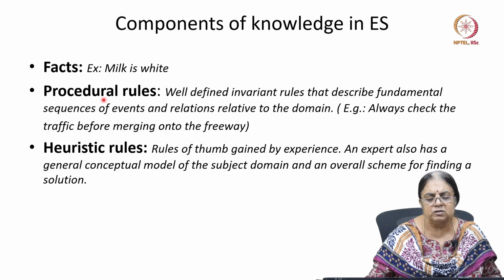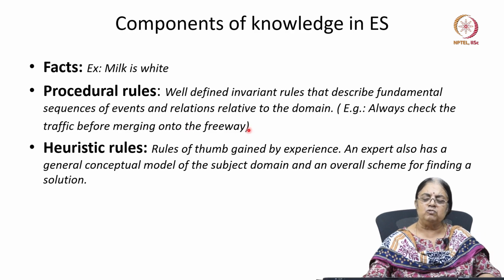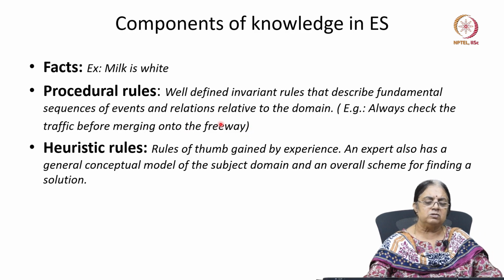Then you have the rules. So you have rules which are used, for example, always check the traffic before merging into the freeway, etc. So that is a rule which you are putting into the system. And then you have the heuristic rules, which are the rules of thumb, gained by experience. So the expert will give the rules of thumb which they use, and they code those also into the system, maybe in the form of rules.